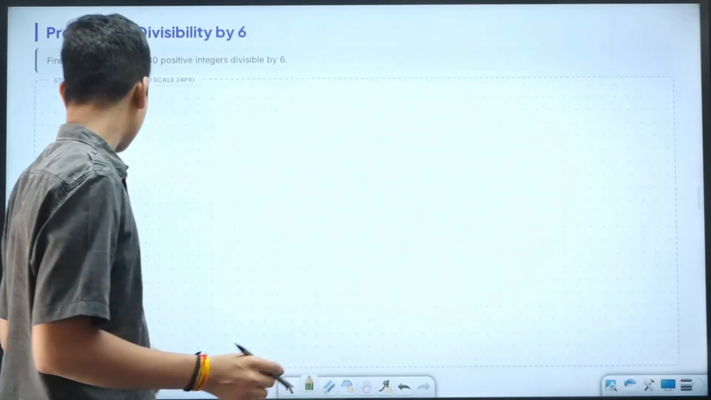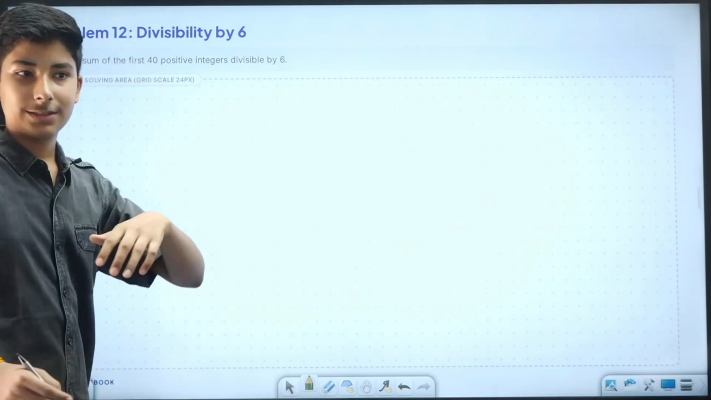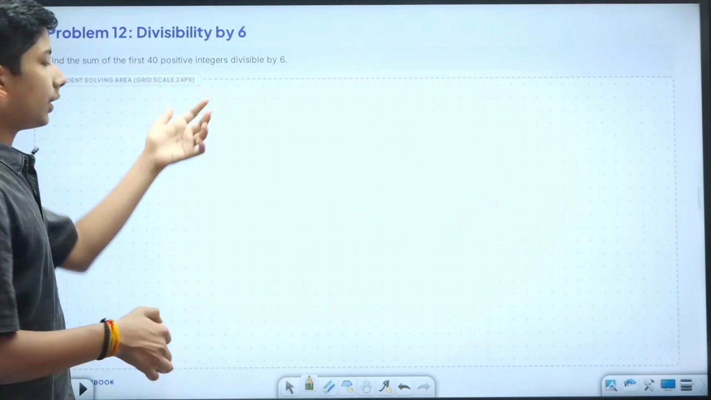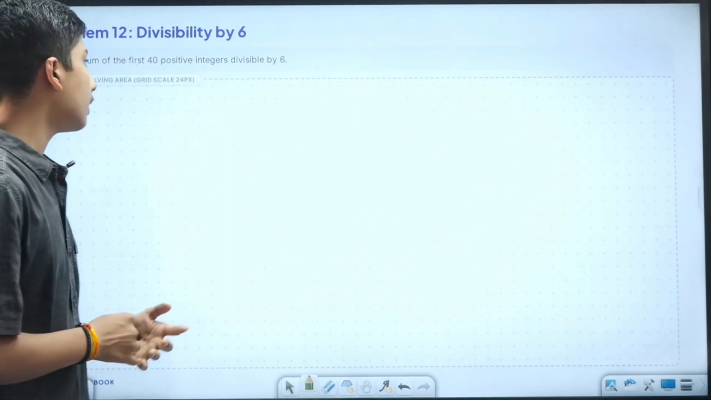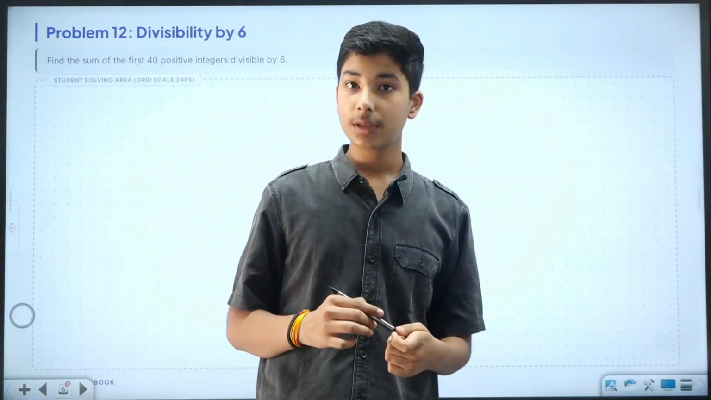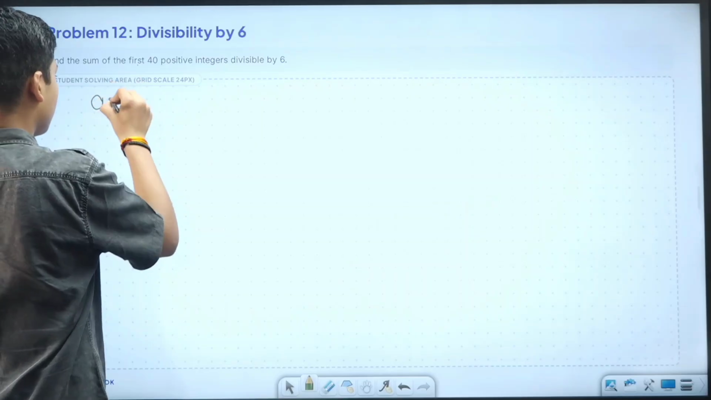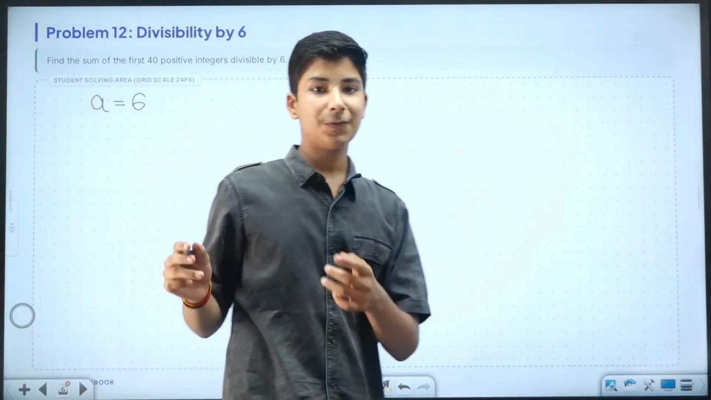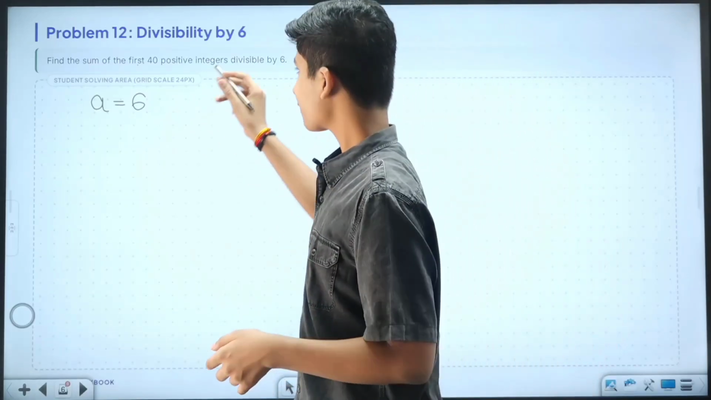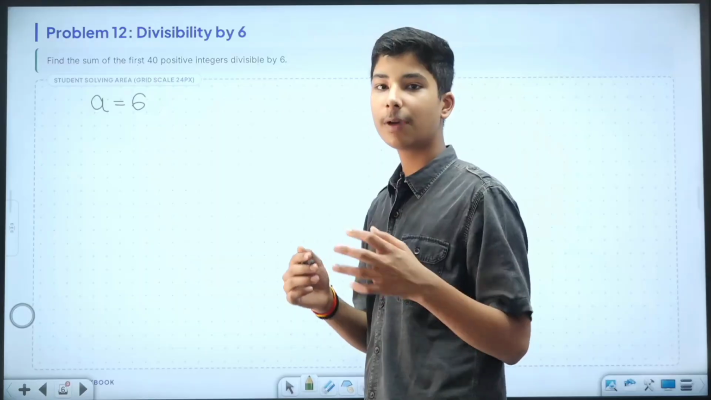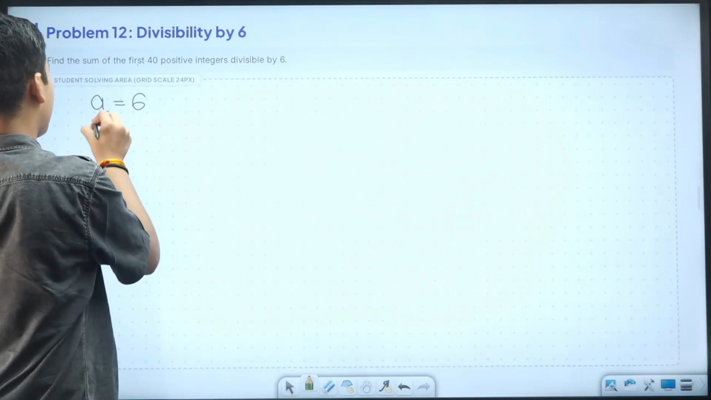Now let's continue. Here, the sixth question of our video, or you can say question number 12 of the exercise: find the sum of the first 40 positive integers divisible by 6. So for the first 40 positive integers, the first term will be 6, because the first integer divisible by 6 is always 6 only. Now the next terms will be 12, 18, 24 and so on. Means n is equal to 40.